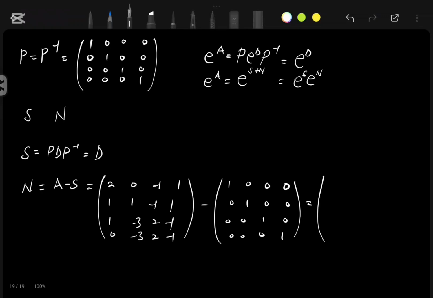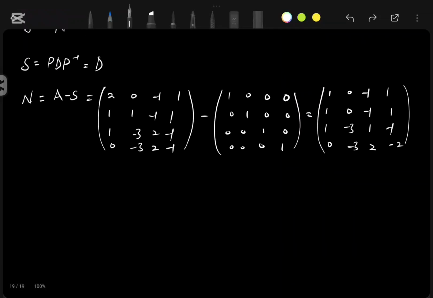which will give us 2 minus 1 is 1. We have 0 minus 1, which is minus 1. Then we have 1. 1 minus 1 is 0. And we have minus 1, 1. 1 minus 3, 1 minus 1. And 0 minus 3. 2. Minus 1 minus 1 is minus 2.